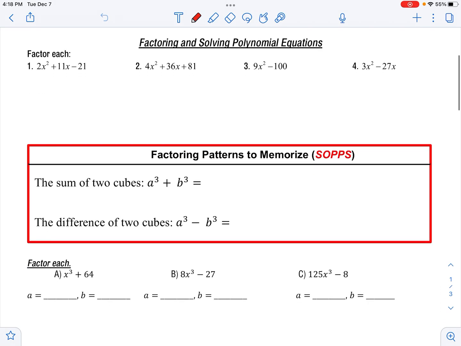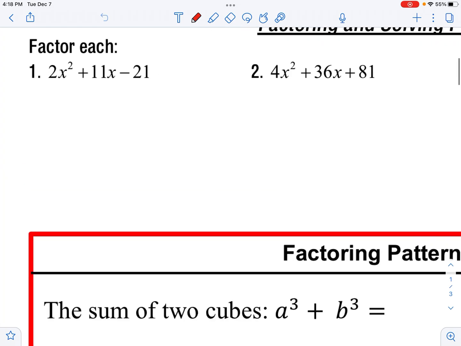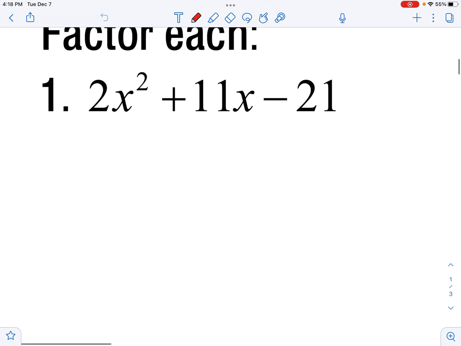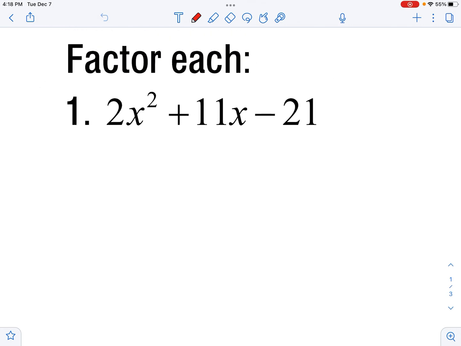Okay, so it looks like the first four here are problems that you've already done before. So this is factoring, and then the bottom is solving. It says factor each. When factoring, the first thing you always look for is a GCF. These are things that you already learned. If you look here, there are three terms, and these three terms have nothing in common, so there is no GCF.